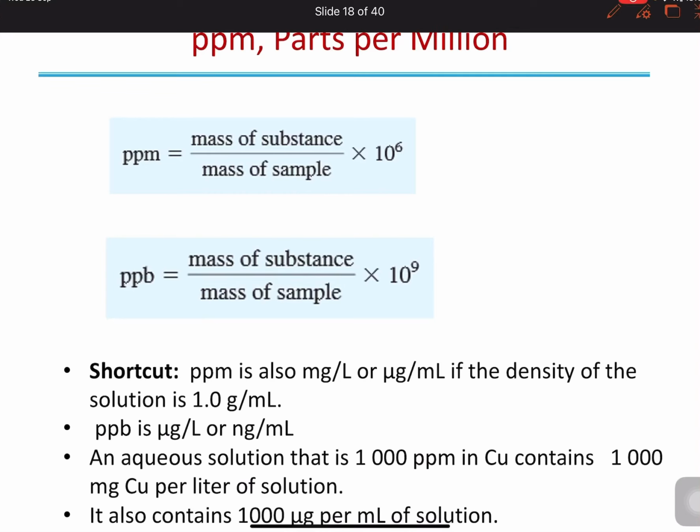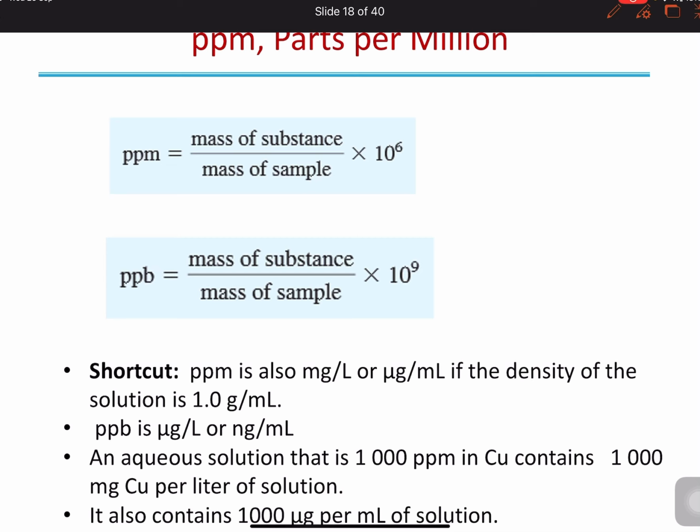Another important concentration term we will encounter this year is part per million and part per billion. So basically part per million means one part per million parts of solution. So you can say 1 gram per 1 million grams of your solution. It has to be in the same units, so it's gram per gram.